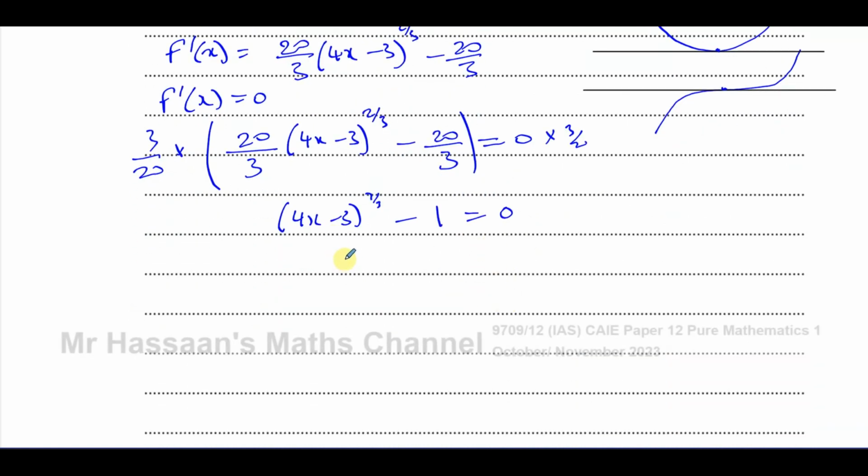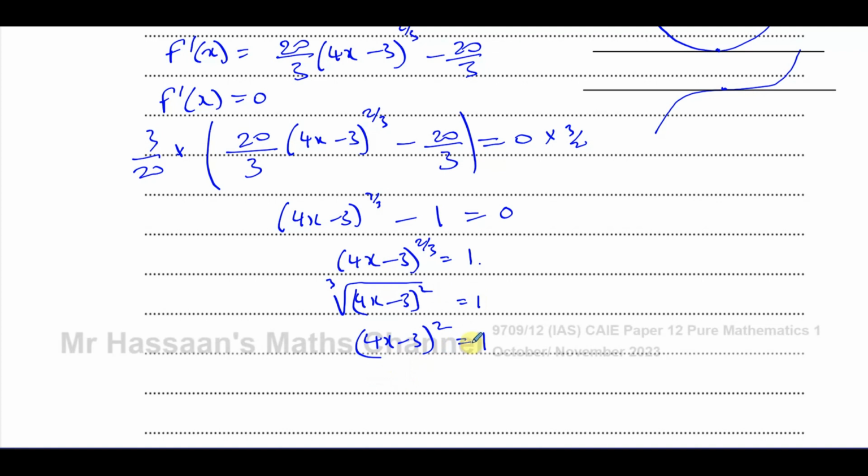Now we can subtract 1 from both sides, so (4x - 3) to the power of 2/3 is equal to 1. Now remember what this means: it is the cube root of (4x - 3) squared. And if you want to then find the cube root of both sides, this becomes (4x - 3) squared. The cube root of 1 is just 1. It's an odd power, so it just has the sign that it has.